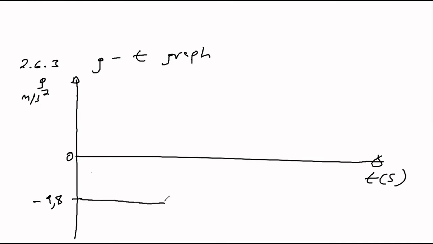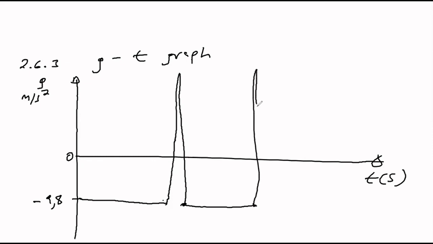So the acceleration is constant. Then the object here hits the ground. Then we have a positive acceleration. Then here the object is in contact with the ground. That is the first bounce. The object hits the ground again, we have a positive acceleration. Then yeah, this is the acceleration time graph. This is how it looks like.